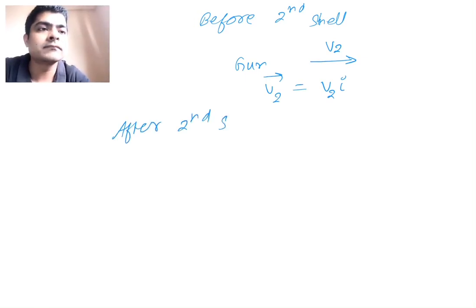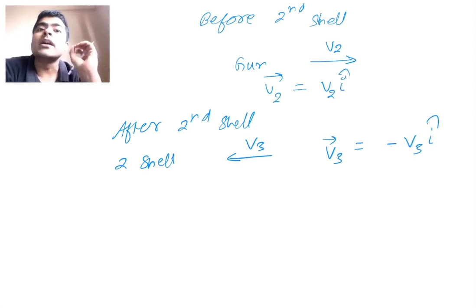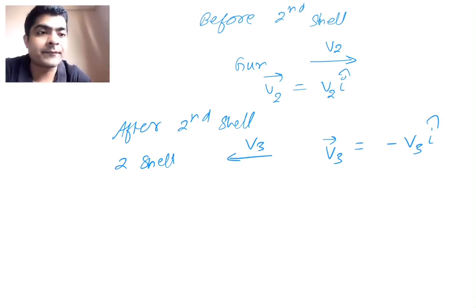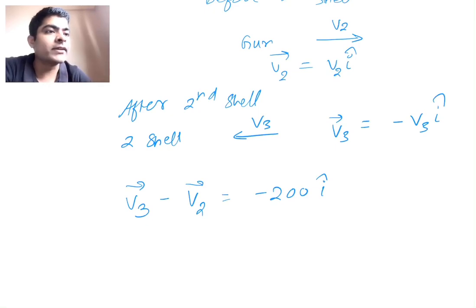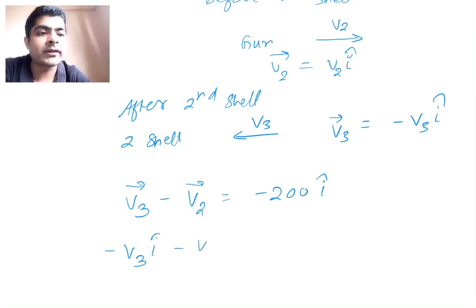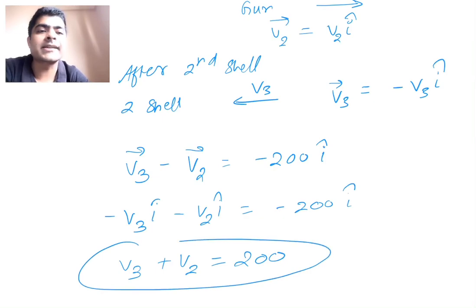After the second shell is fired, the velocity of the second shell is in this direction, how much? V3. So the V3 vector we could simply say is equal to minus V3 i cap. Now with respect to the gun before firing, the velocity is 200. So V3 vector minus V2 vector is equal to minus 200 i cap. I have written minus 200 because it's going in this direction. If you solve this, the V3 vector is minus V3 i cap, and the V2 vector is V2 i cap simply. So we get minus V3 i cap minus V2 i cap equals minus 200 i cap. So basically we get V3 plus V2 is equal to 200. This is the equation that we are looking for.